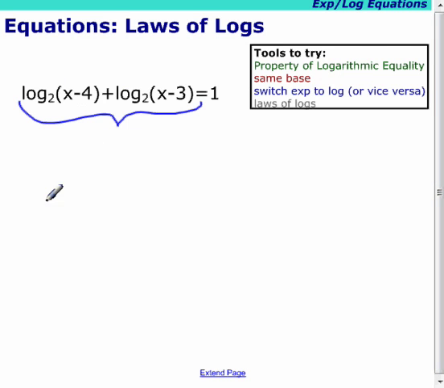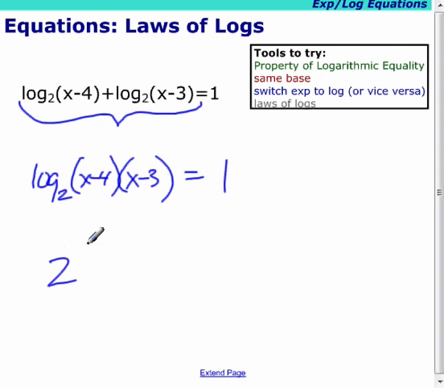Okay, let's go back. So I can combine these two using the product rule. So it'll be log base 2 of the product of x minus 4 and x minus 3, is equal to 1. So there I've combined these two into one logarithm. Now I can switch form. Here's my base. 2 to the exponent of 1 is equal to x minus 4 times x minus 3.